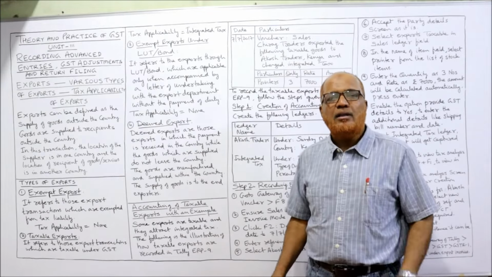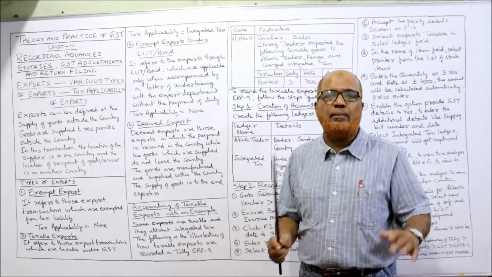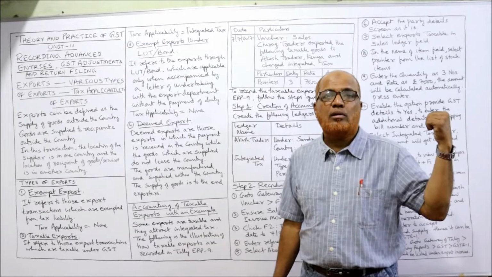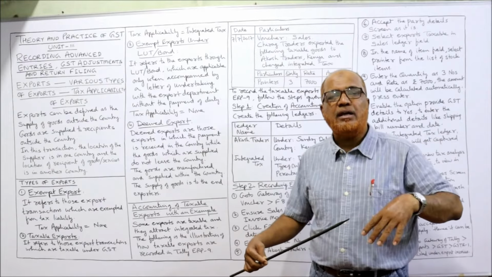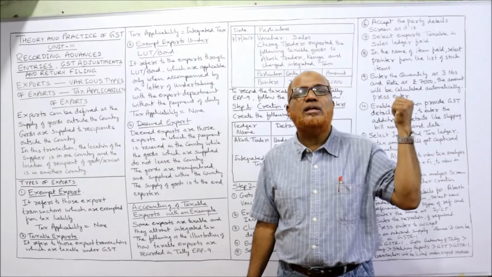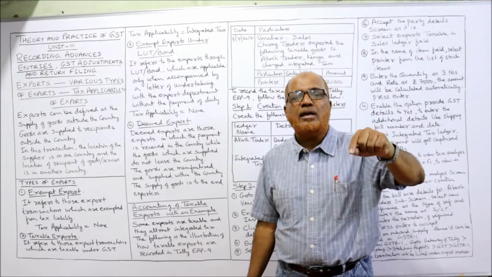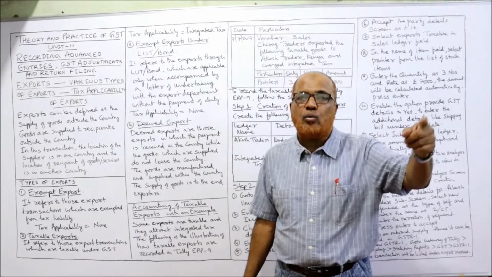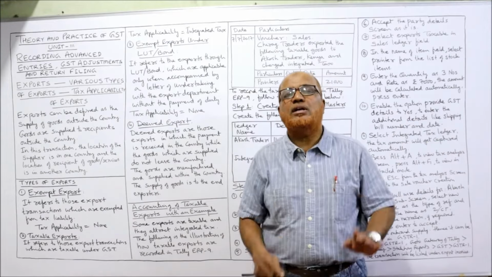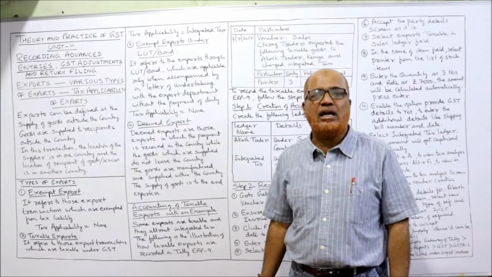For example, the goods are sold to ABC company. ABC company is the main exporter. Our company is XYZ company. Now XYZ company is not exporting the goods. XYZ company is selling or supplying the goods to ABC company. Now ABC company is exporting the goods outside India.